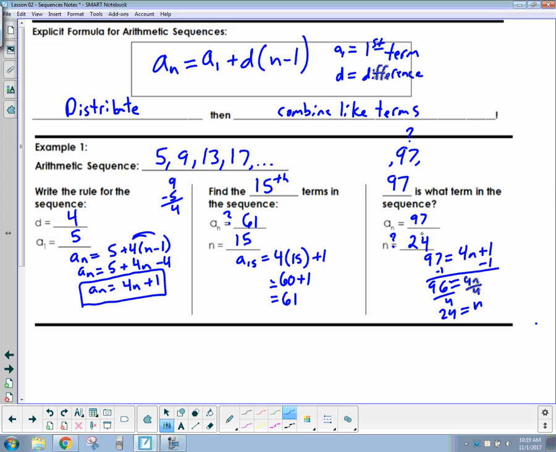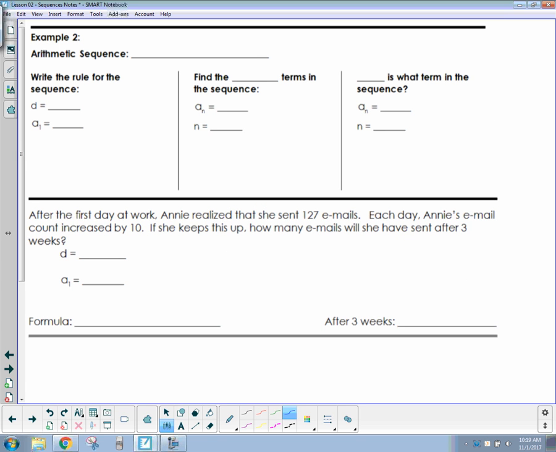Okay? So give this one a shot. 5, 2, negative 1, negative 4. Okay, use your notes from the previous problem. You should pause the video by now.